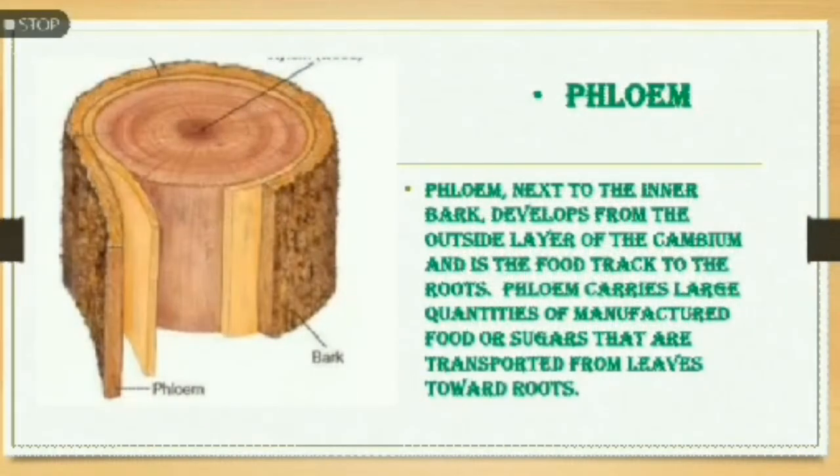Phloem. Phloem next to the inner bark develops from the outside layer of the cambium and is the food tract to the roots. Phloem carries large quantities of manufactured food or sugars that are transported from leaves toward roots.